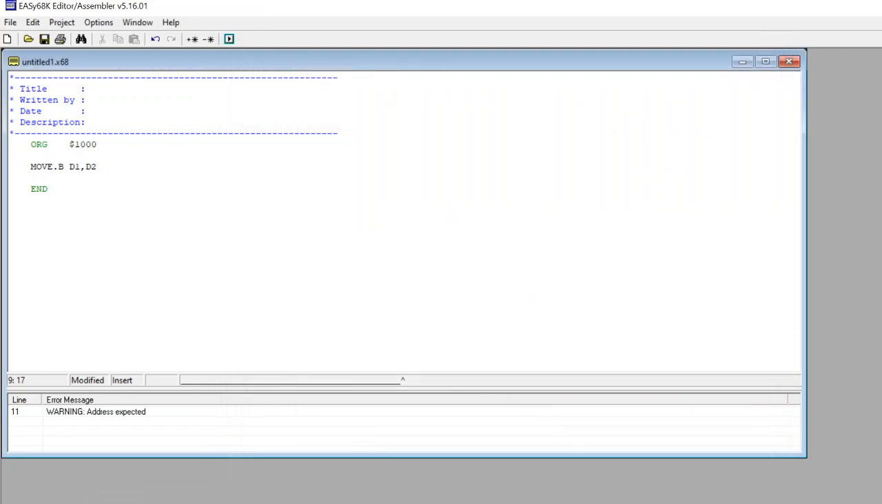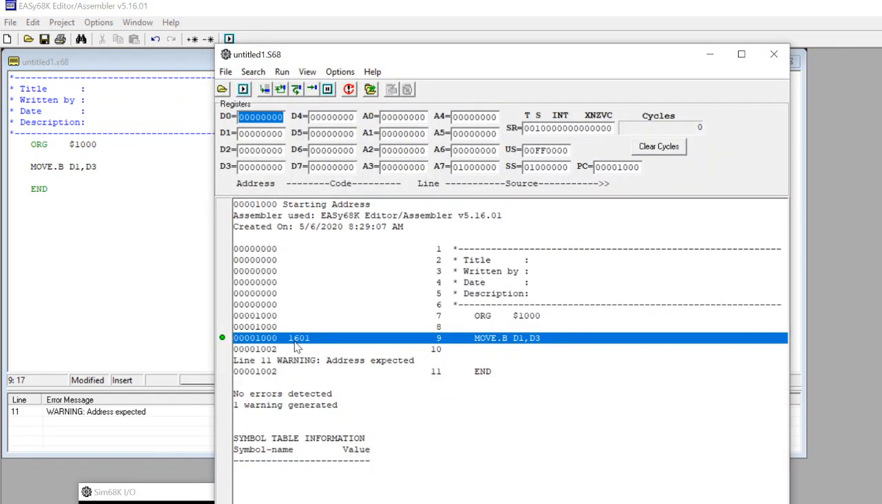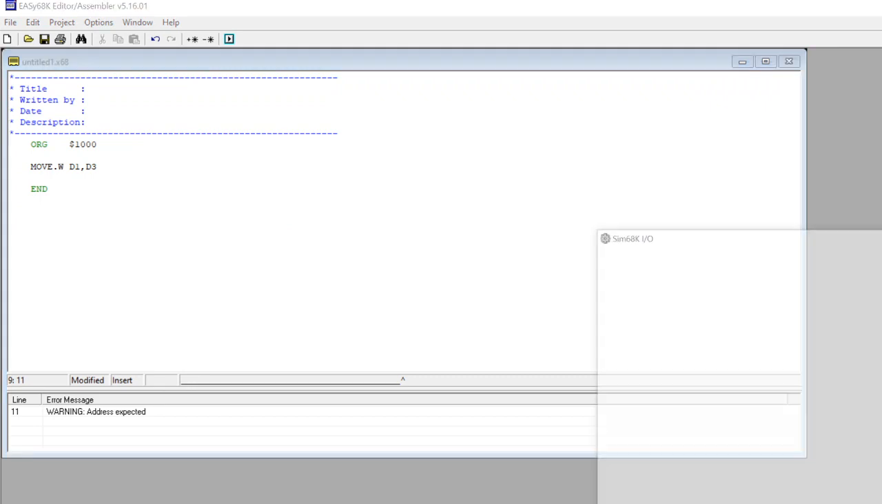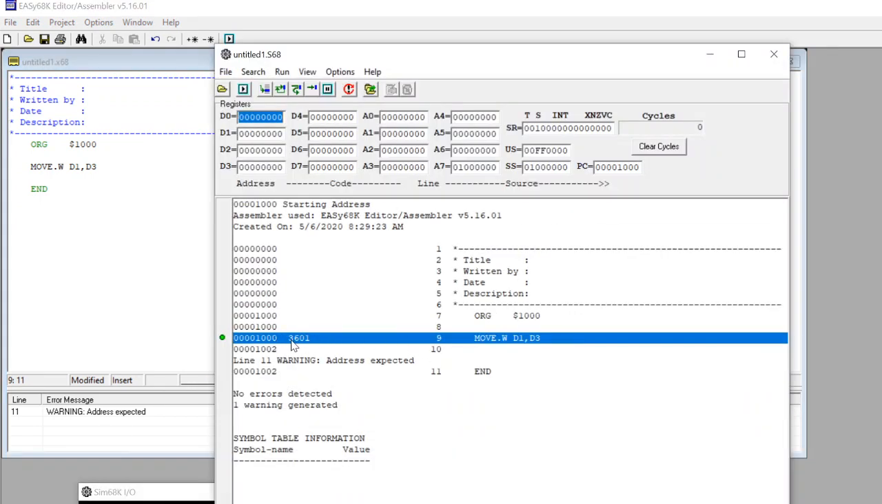So let's try changing it, maybe this one to d3, right? Move.b d1 to d3. It's changed again to 1601. Okay, so it's very unique. So let's try move.w d1 to d3. It's changed to 3601. So we can say that every time you write the code or syntax, it will have its own unique machine language, so it can execute it. So once you execute, your CPU will take this machine code, which is basically these instructions, and the machine code will be executed.